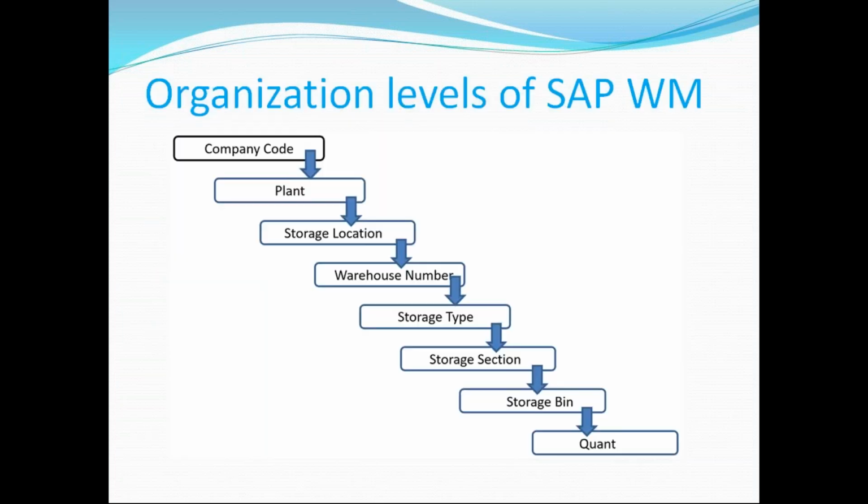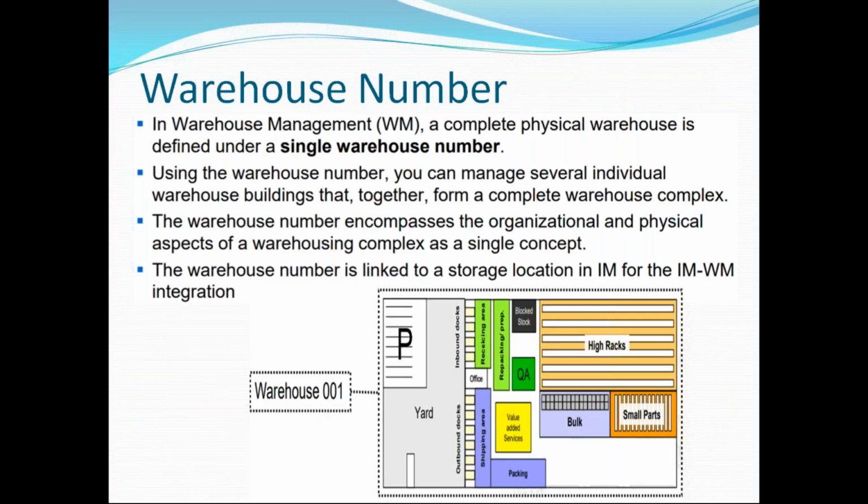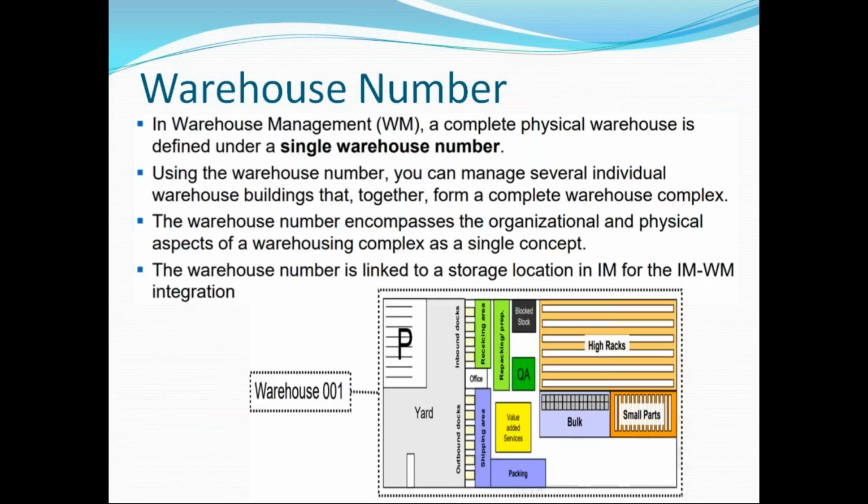Moving on, warehouse structure. So here in the previous slide I started with explaining company code, plant, storage location, etc. But in WM, it is actually the warehouse number, storage type, storage section, picking area, storage bin, and count. Now moving on to the actual location.